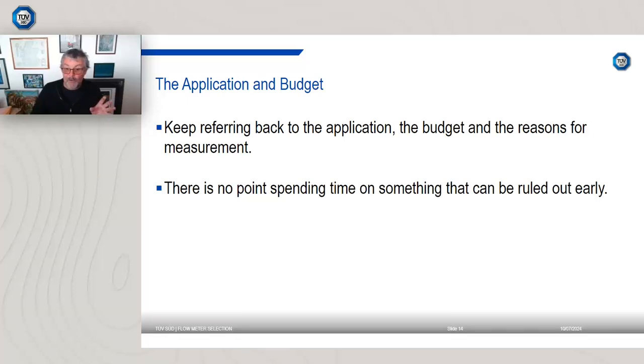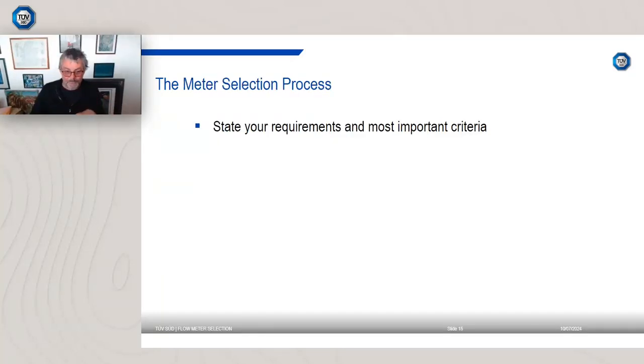If you find something cannot be used, for example, you've got sand in the oil, well, forget turbine meters, forget PD meters. They're great meters, but they're not going to last very long in a gritty, abrasive fluid. So once it's out, it's out. You know, say goodbye, don't look back.